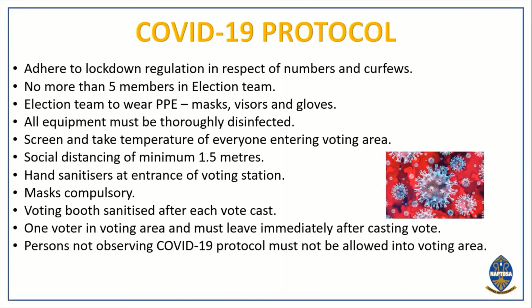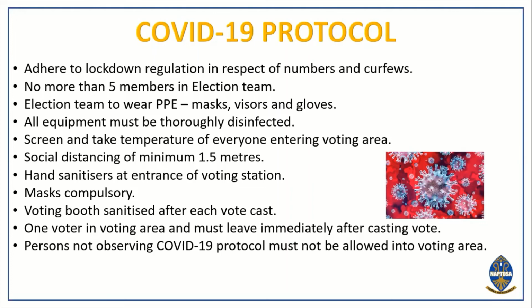All equipment must be thoroughly disinfected. Everyone entering the voting area must be screened and have their temperature taken. Social distancing of minimum 1.5 meters must be maintained during the meeting. So when they're seated, they've got to be 1.5 meters. When they are standing in line to sign off the attendance register and check the details and present the ID, that's got to be 1.5 meters. So in every situation, there's a 1.5 meter minimum.